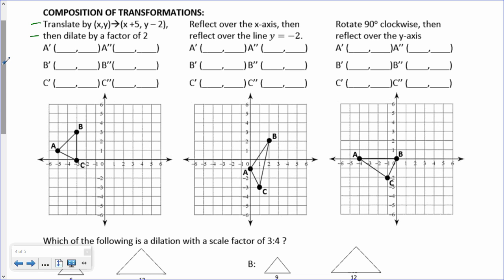So the first thing I want you to do is take this triangle and move it using this translation. Which you need to turn into words first. What does it want me to do? So right 5, down 2. Okay, so we're going right 5, down 2. Very good idea to go ahead and write that down.